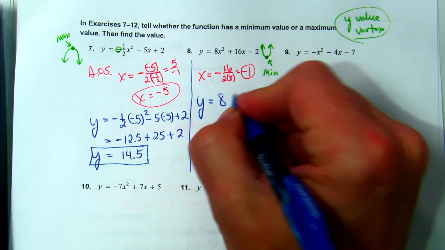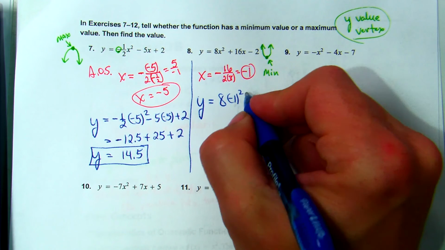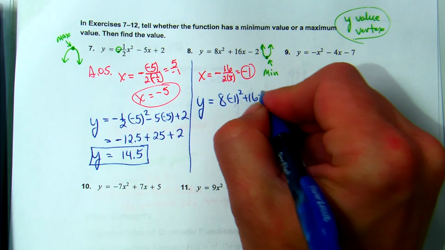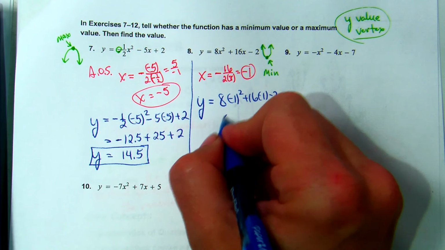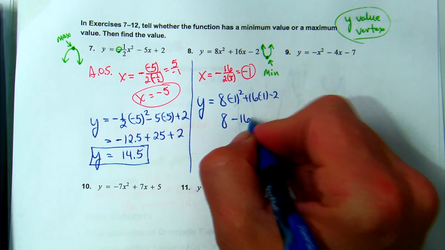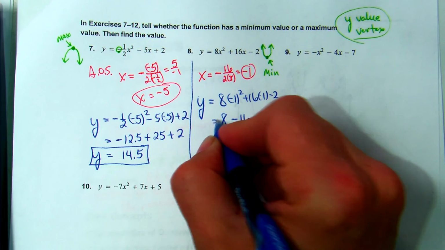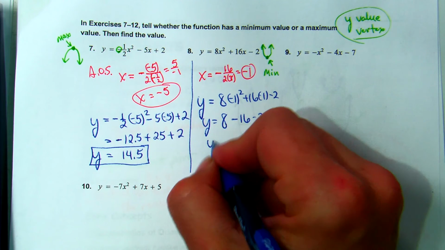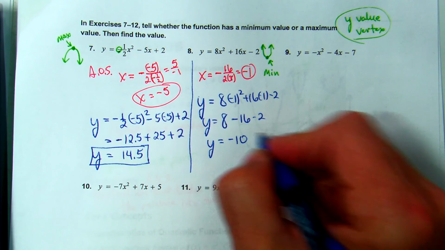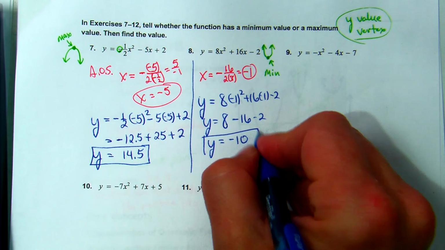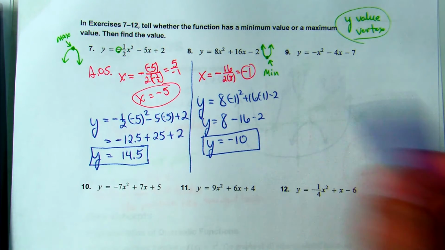y is going to equal 8 times negative 1 squared plus 16 times negative 1 minus 2. So I'm going to have an 8, negative 16, negative 2. So when we do our math here, y is going to equal negative 10. So it's a minimum, and it's at negative 10.